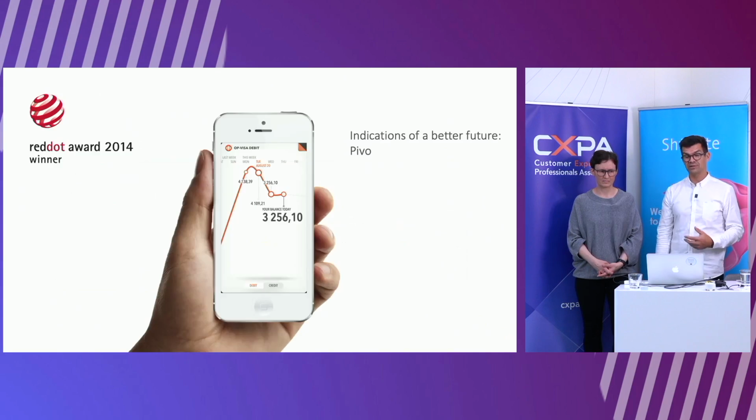At the same time, we had indications of a better future. This is our mobile wallet Pivo at that time. It won a Red Dot Award in 2014. But the aesthetics or the UI was not the core here, but the fact that designers were involved at the beginning of the whole development process, and the whole application was built around very deep customer understanding, customer insight, and validating the customer need. That was also the basis of the Red Dot Award, not the actual look and feel.